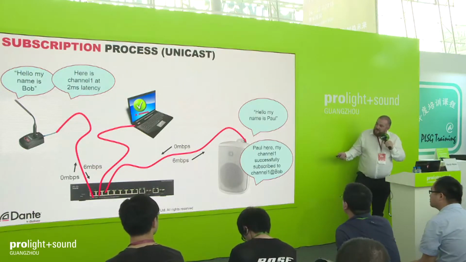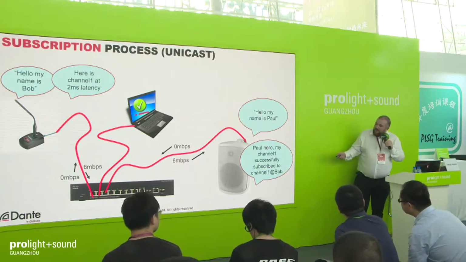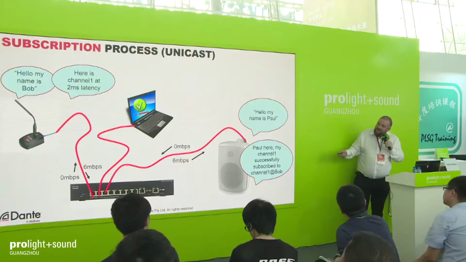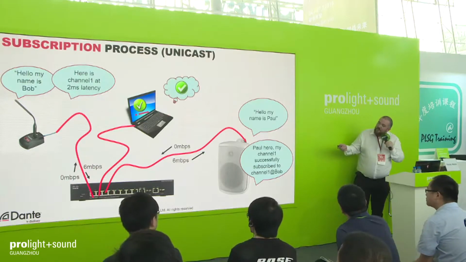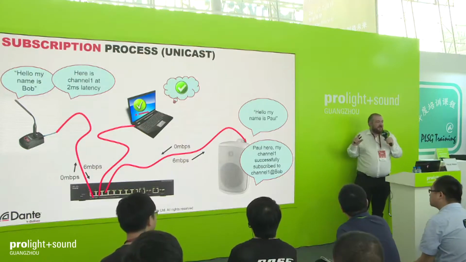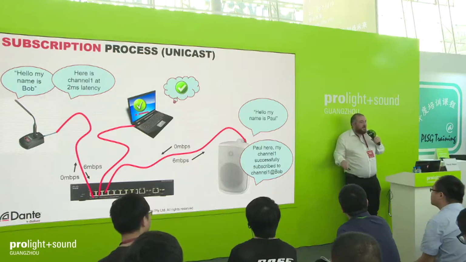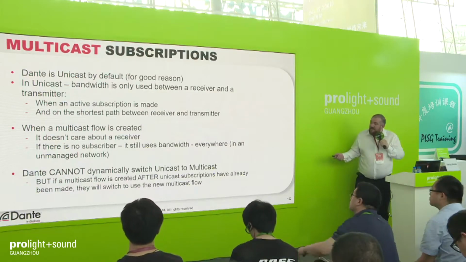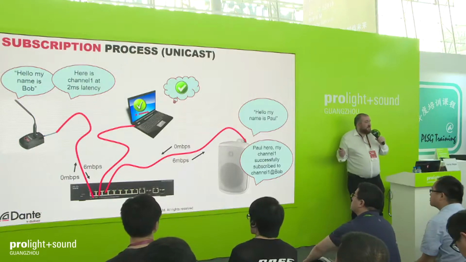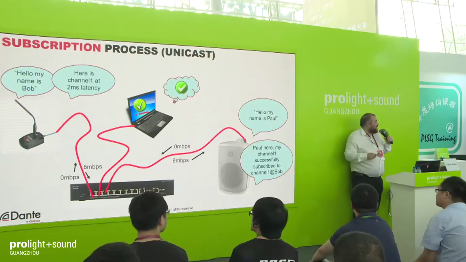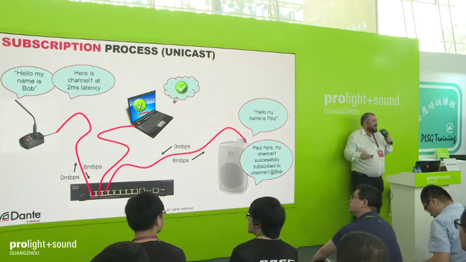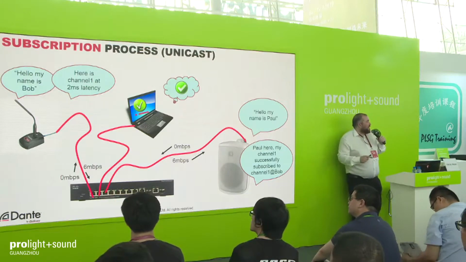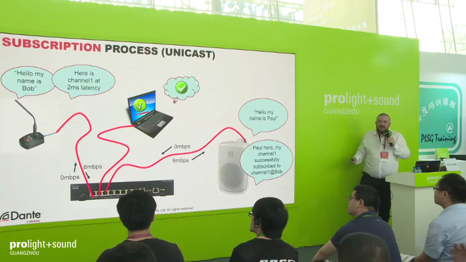When that's all good, another multicast message will go out from Paul here saying it's successfully subscribed to channel 1 at Bob, and that will cause Dante Controller to show that nice green check mark. The reason why this is a multicast message for that is because when we send multicast, we can have multiple controllers plugged into the same network, and they can all update from that same multicast message.